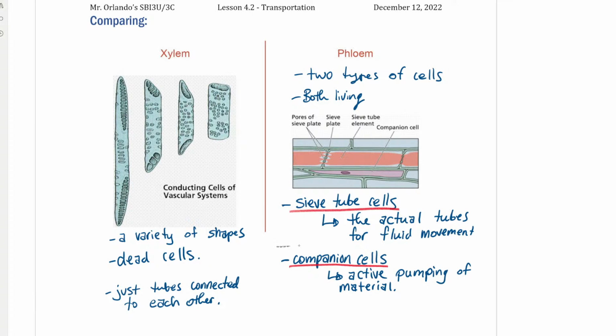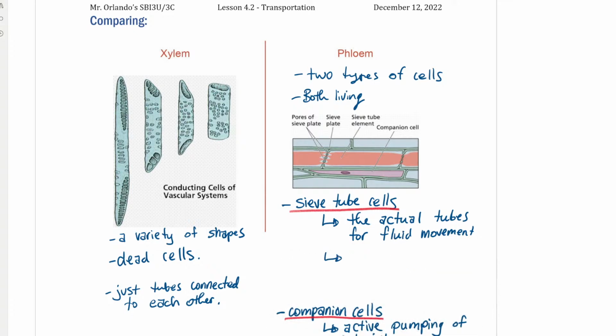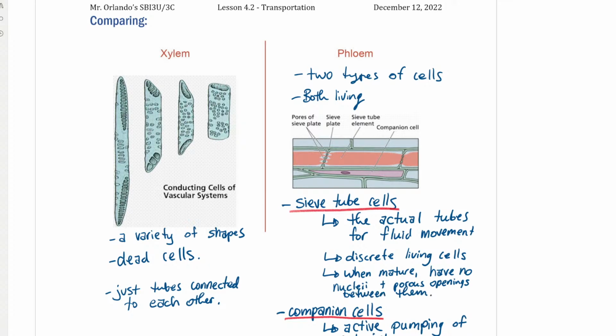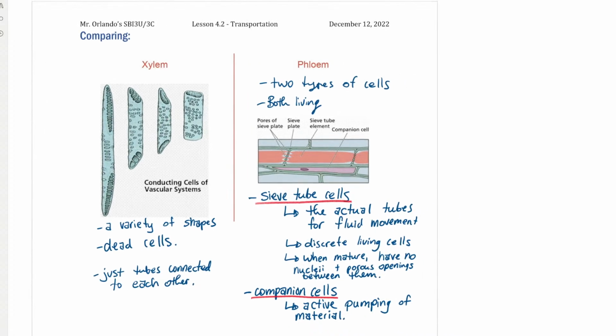Another note about sieve tube cells, and sorry, I should have put this above, but like me, you can, of course, just highlight that and move it down: these are discrete living cells, but when mature, they have no nuclei. And they have porous openings between them. And so there we have our comparison of the cells of xylem with the cells of phloem.